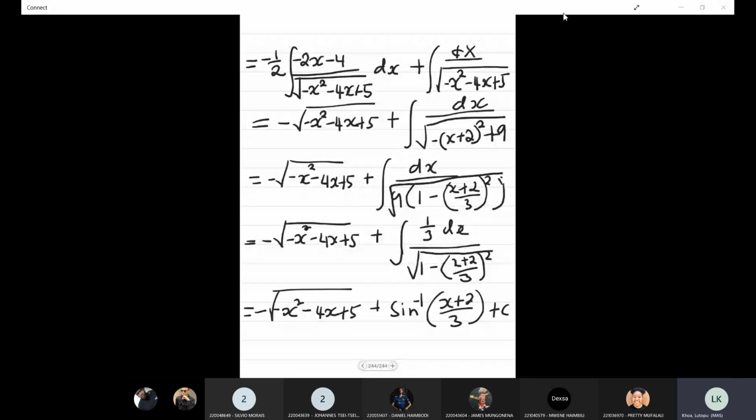That involves arc trig and arc hyperbolic functions. So we looked at some examples yesterday and we will continue today.